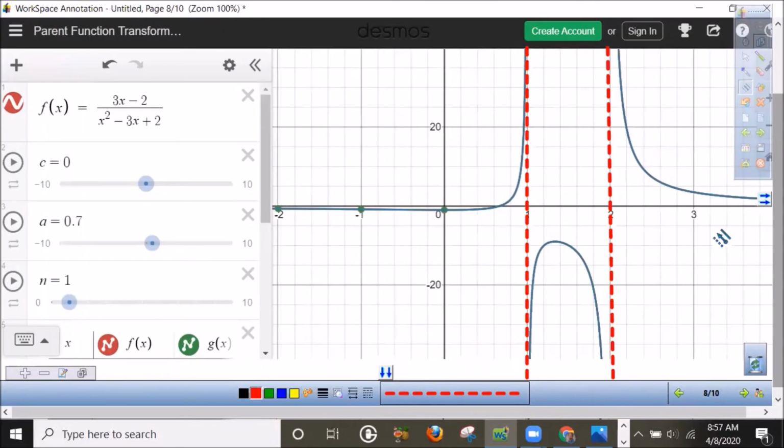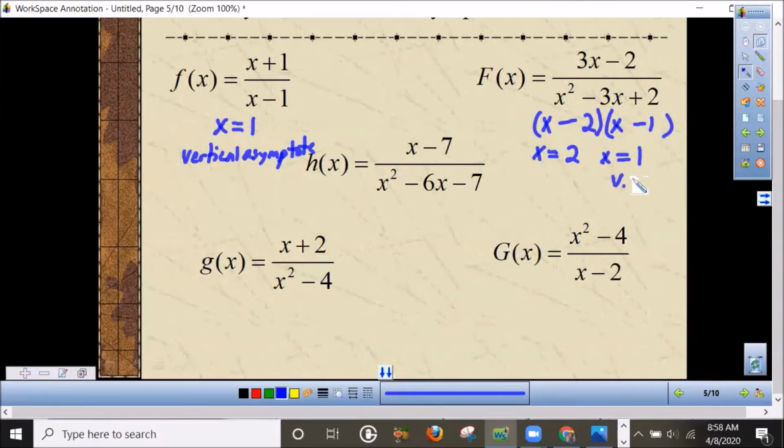So here's the graph of 3x minus 2 over x squared minus 3x plus 2. And I've had to adjust the window a little bit to make clear what's going on. But we do again see a vertical asymptote at x equals 1 and a vertical asymptote at x equals 2, just what we were expecting. So vertical asymptote at x equals 1, check. Vertical asymptote at x equals 2, check.